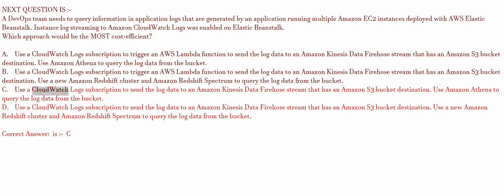C. Use a CloudWatch Logs subscription to send the log data to an Amazon Kinesis Data Firehose stream that has an Amazon S3 bucket destination. Use Amazon Athena to query the log data from the bucket. D. Use a CloudWatch Logs subscription to send the log data to an Amazon Kinesis Data Firehose stream that has an Amazon S3 bucket destination. Use a new Amazon Redshift cluster and Amazon Redshift Spectrum to query the log data from the bucket. Correct answer is C.